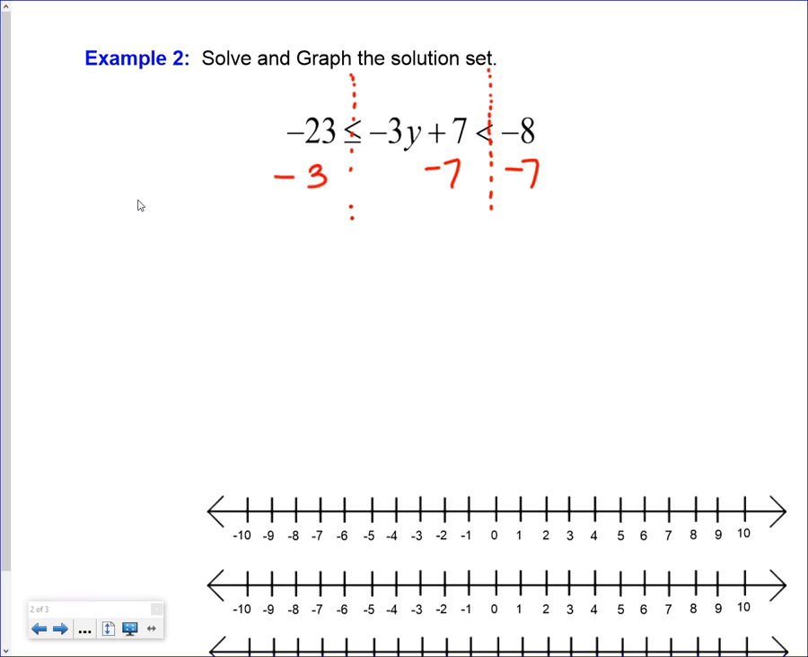So when we do that, we get negative 26 is less than or equal to negative 3y less than negative 15.